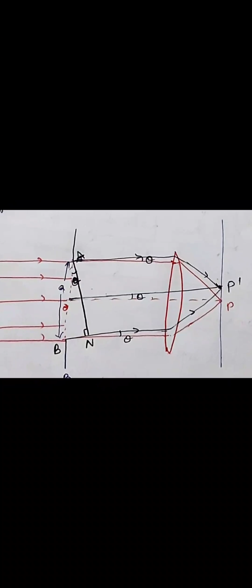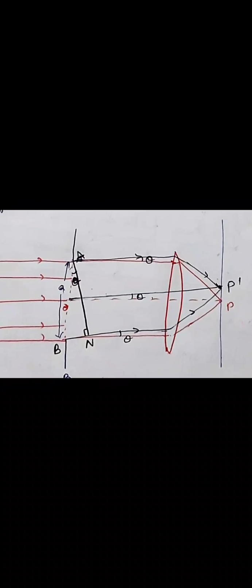Next, we consider a point P dash. Okay, so we are going to find out the condition for, or what will be the nature of the intensities on either sides of P.